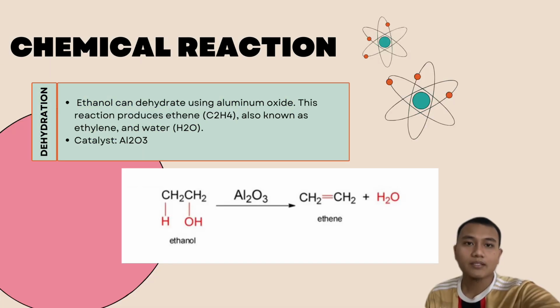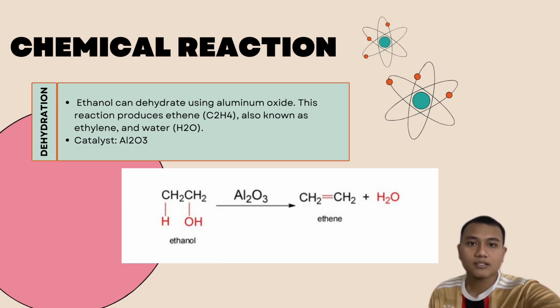The second chemical reaction is dehydration. Ethanol can dehydrate using aluminum oxide. This reaction produces ethylene, also known as ethene, and water. The catalyst is aluminum oxide.